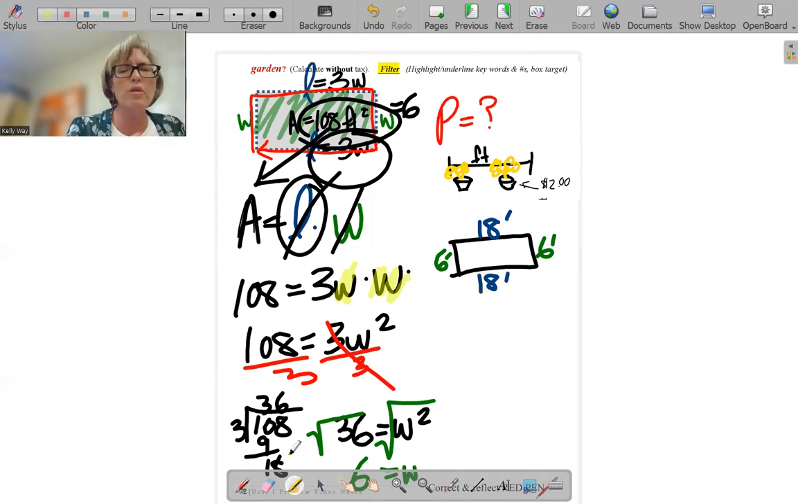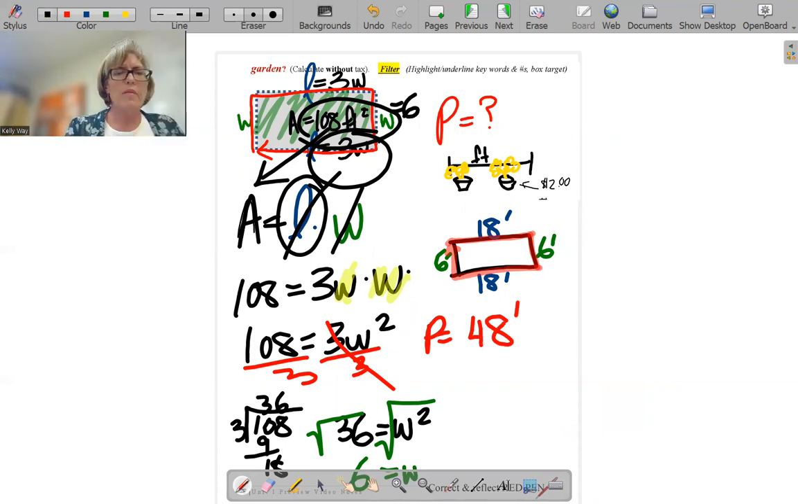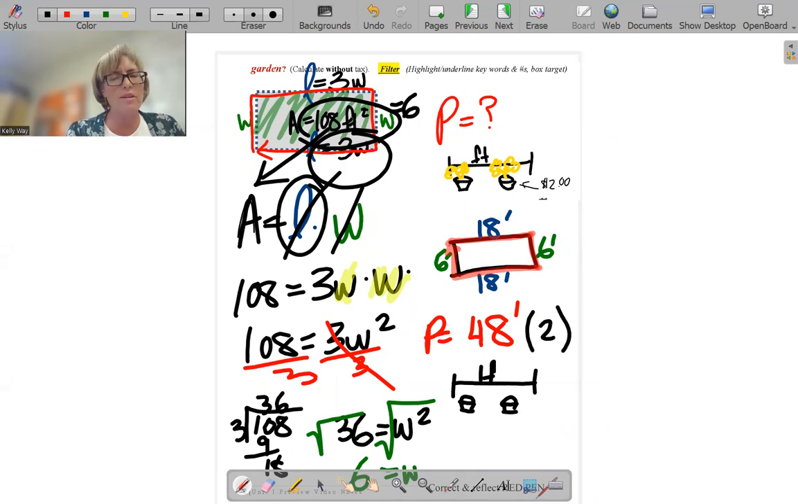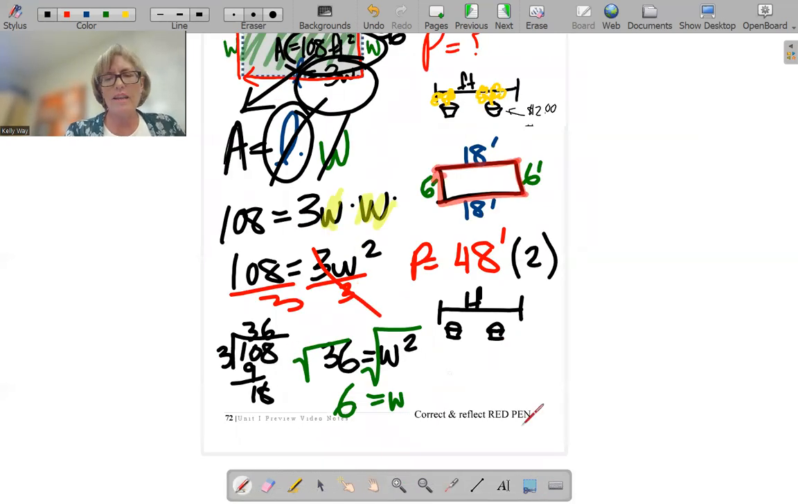Now we're just going to walk it around to get our perimeter. 18 plus 6, 24. 18 plus 6, 24. My perimeter is 48 feet. Now you're trying to figure out money. For each 1 foot, I need 2 pots of plants. So I have 48 feet, so I have to double that. And we get, I need 96 plants, marigolds. They cost $2 each.